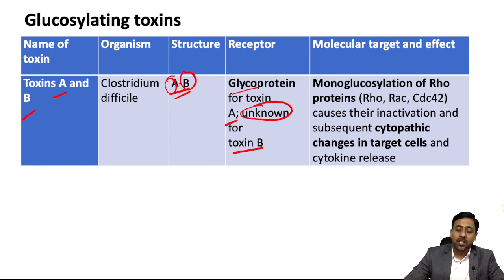The mechanism is, instead of ADP ribosylation of rho protein, it leads to monoglucosylation of rho protein, and thus inactivation leads to cytopathic changes in target cells, similar to that of C3 toxin produced by Clostridium botulinum. So Clostridium difficile toxins and Clostridium botulinum C3 toxin will act on rho protein. The difference is only the mechanism. C3 will lead to ADP ribosylation, and this will lead to monoglucosylation. However, the effect is the same, that is cytopathic effect on the target cell.